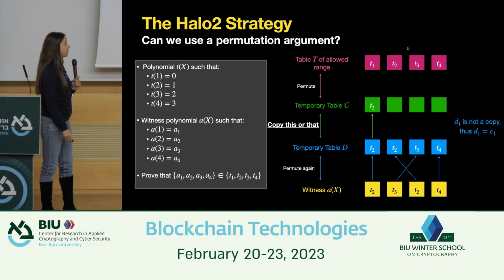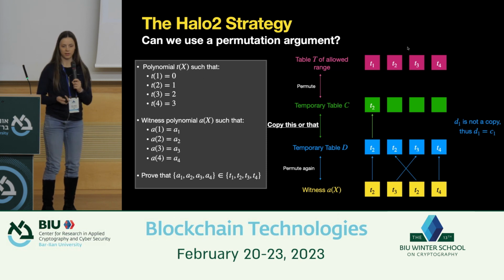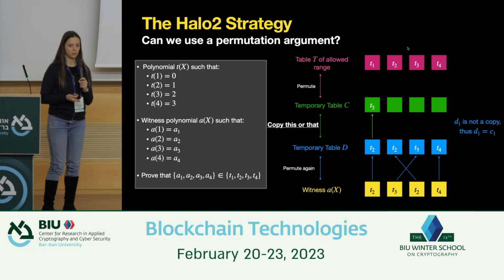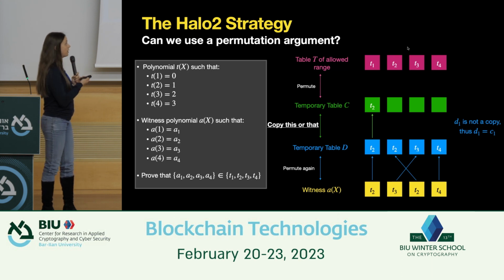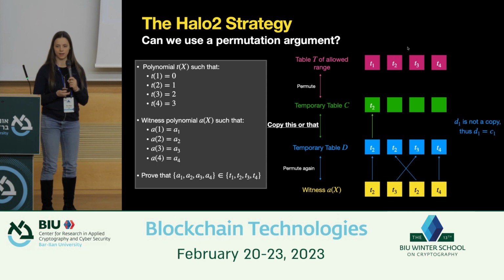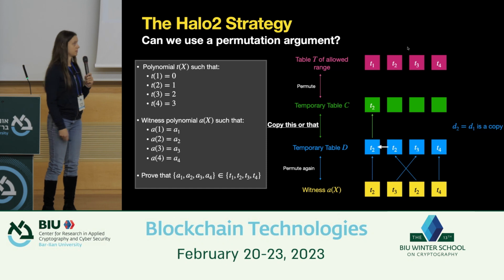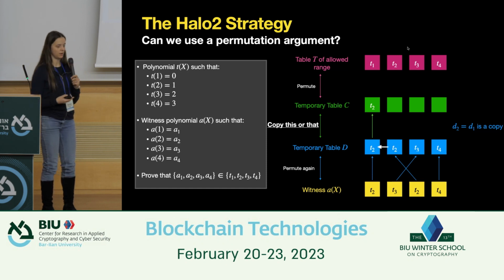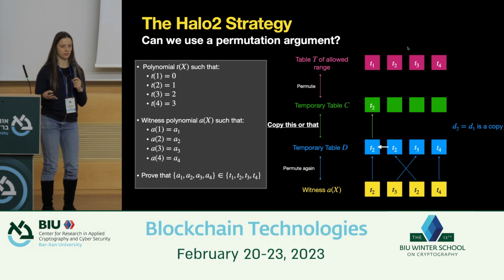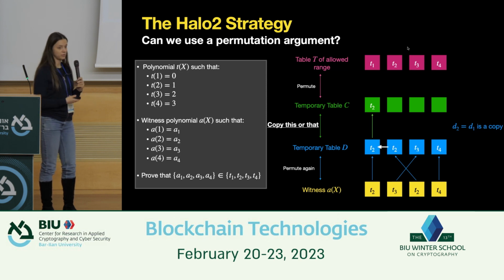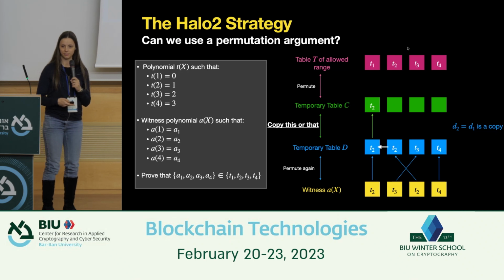So in the very first situation, D1 clearly isn't a copy of anything. It's the first time it appears. So we have that it must be a copy of the first entry of C1. So C1 is going to be equal to T2 in this particular case. However, for our second constraint, we have that D2 is in fact a copy of D1 because T2 is equal to T2. Therefore, we can say D2 is a copy of D1, and we don't need to put anything in our temporary table C. We can leave that spot blank.